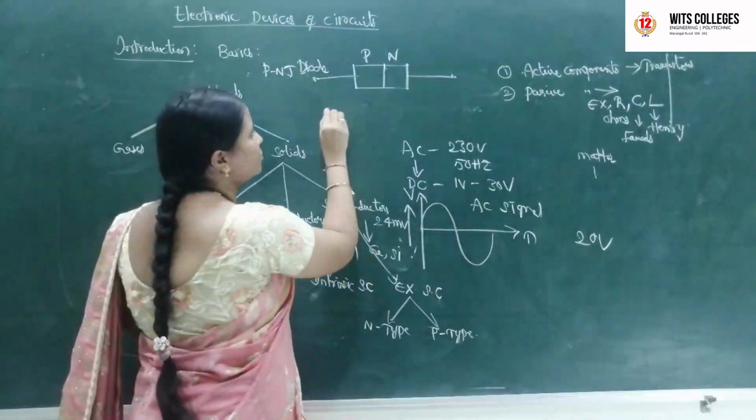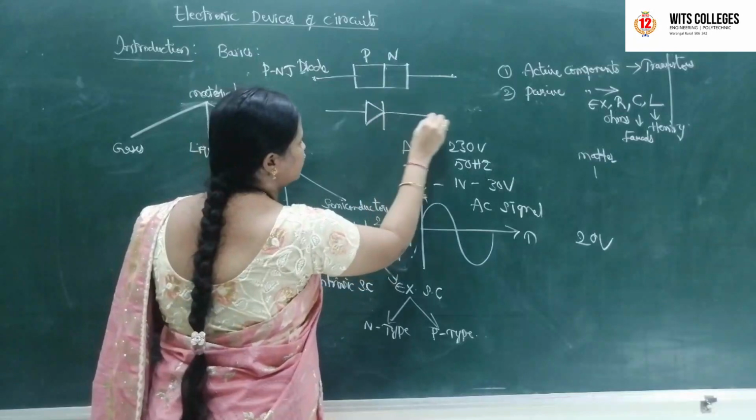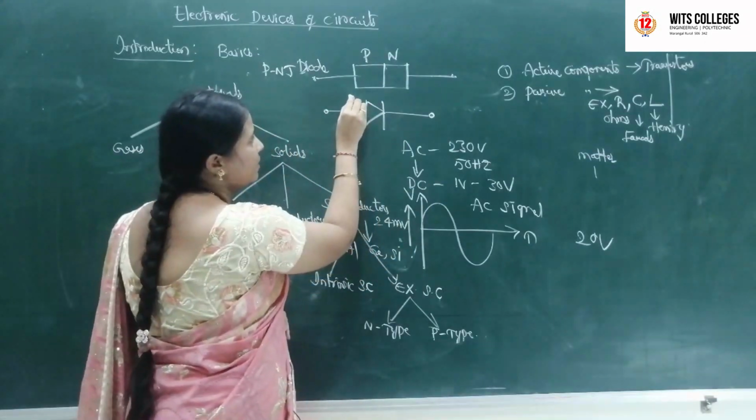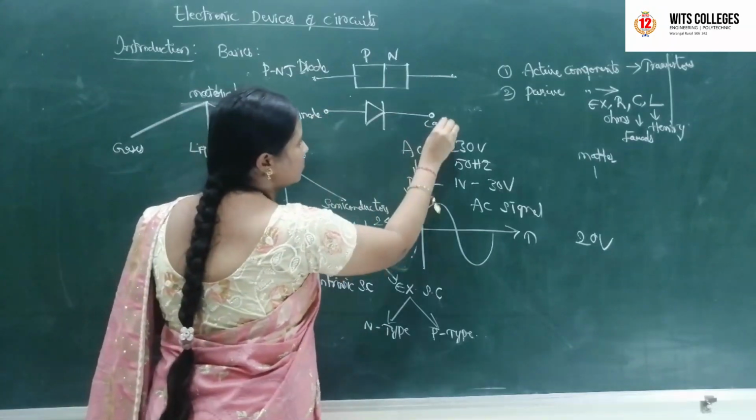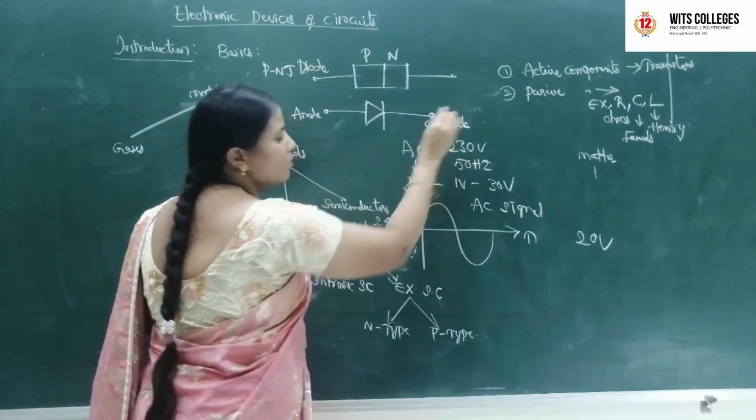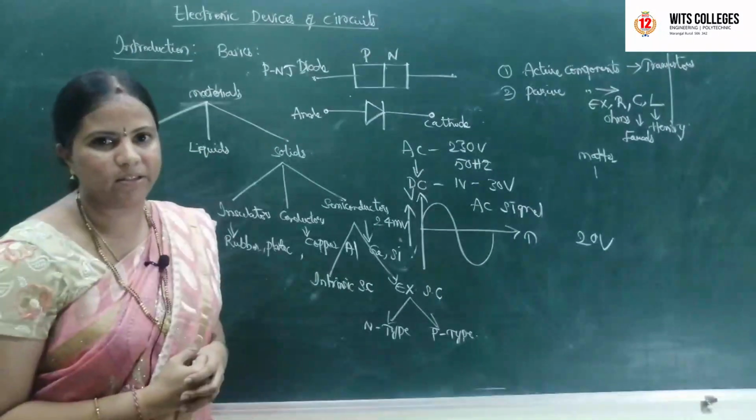And the circuit symbol for the diode is like this. This is the circuit symbol. This is a two-terminal device: anode, cathode. Diode is a two-terminal semiconductor device.